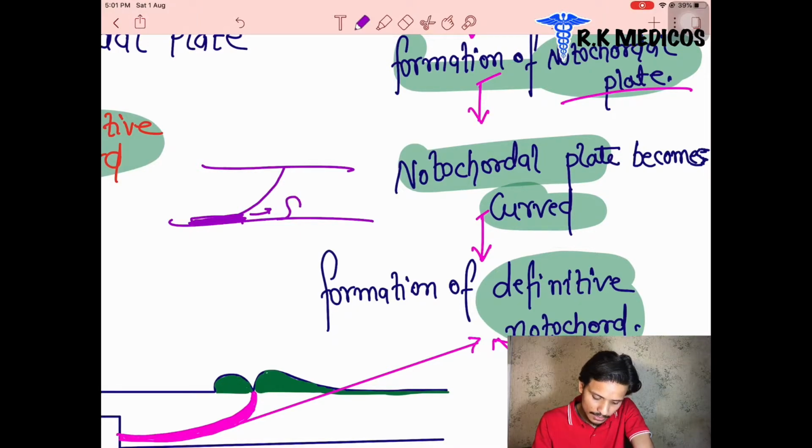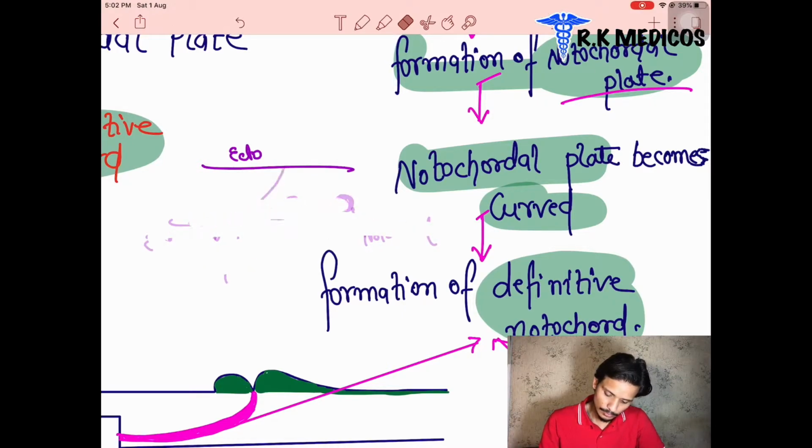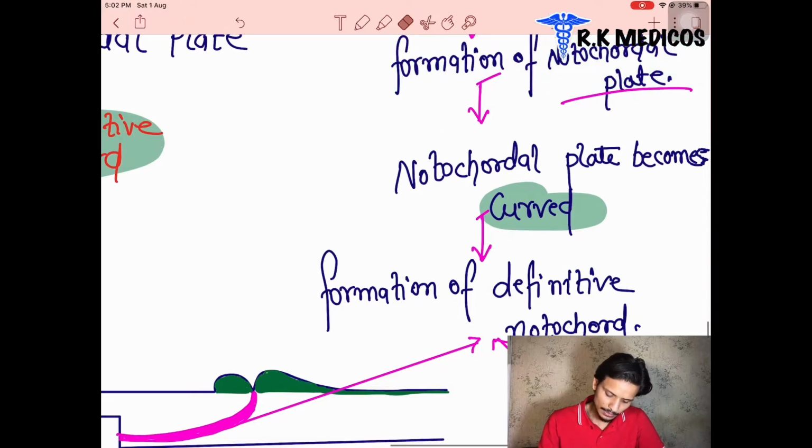Invaginate, and in the next step they are going to form this. This is the definitive notochord, and this is the notochordal plate, and this one is the notochord. Now the notochord is formed here. This is the ectoderm, and here is the endoderm. So it's so simple. In the next section we are going to see the notochord structures, what they are going to develop into, and the different parts of it.